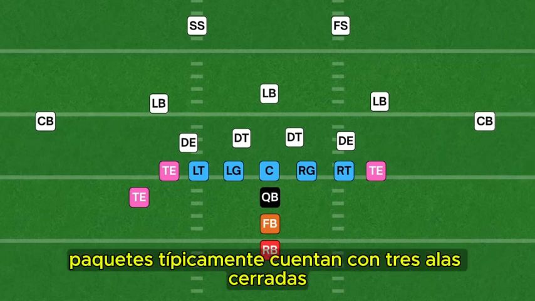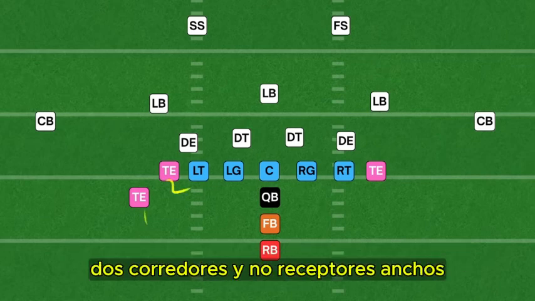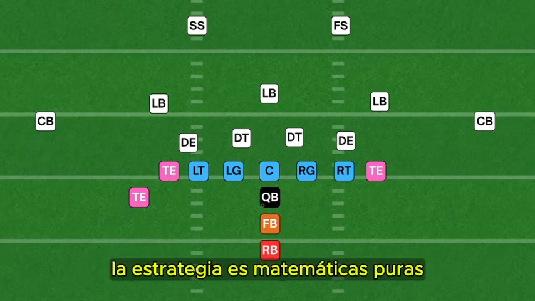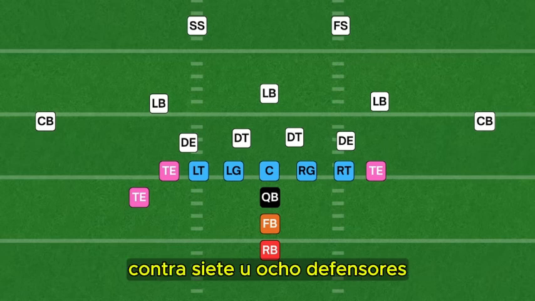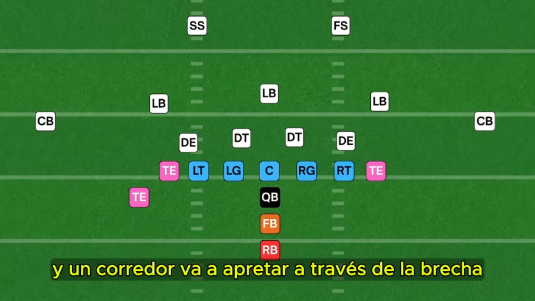Jumbo. When you absolutely need 1 yard, you bring out the heaviest formation possible. Goal line or jumbo packages typically feature 3 tight ends, 2 running backs, and no wide receivers. The strategy is pure mathematics. You're putting 8 or 9 big bodies on the line of scrimmage against 7 or 8 defenders. Someone's getting moved, and a running back is going to squeeze through the gap.